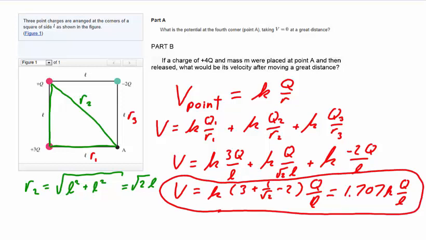In part B of the problem, we've been asked to consider the possibility that a point charge of strength plus 4Q has been placed at the location A. This charge is then released, and it will be repelled and fly off towards infinity. We are then asked to determine the velocity at this later point.